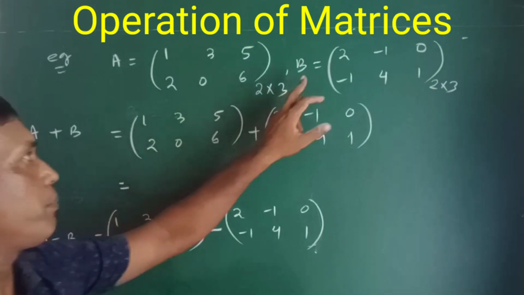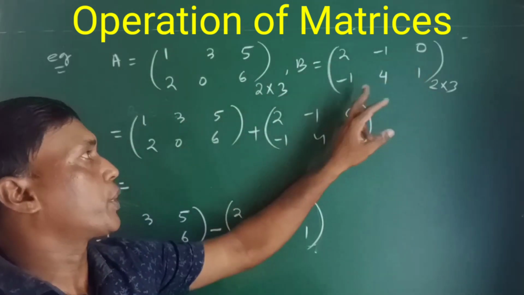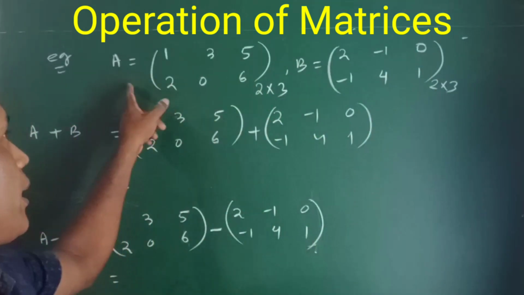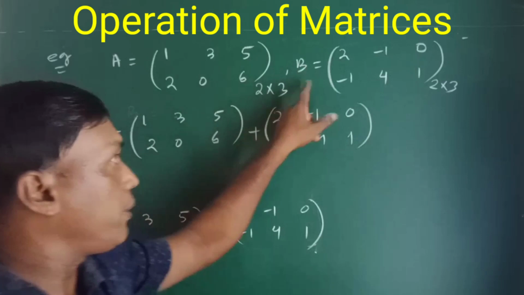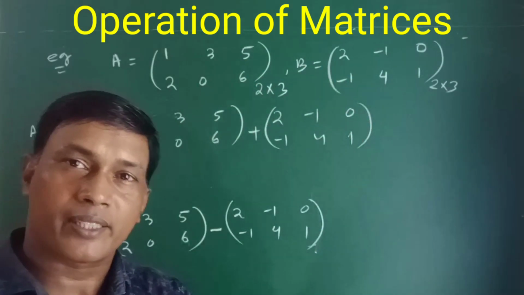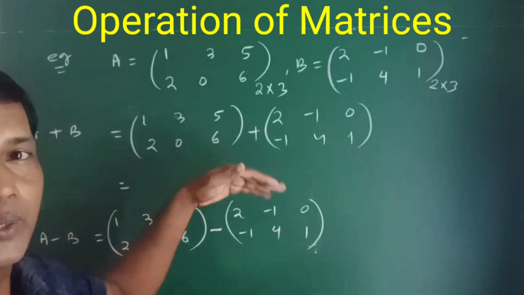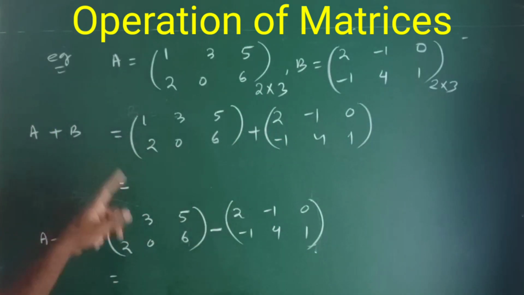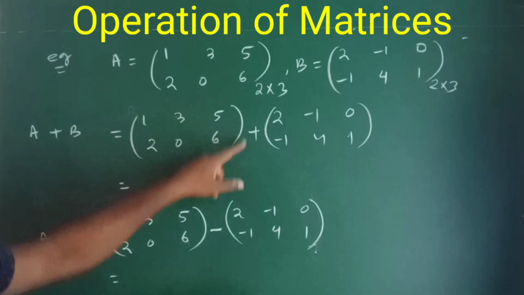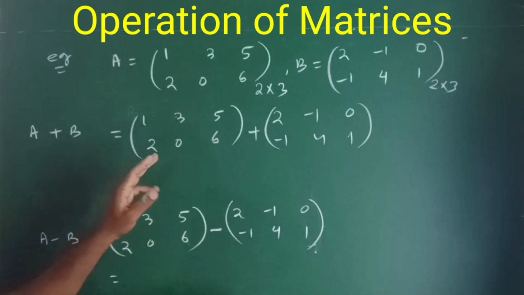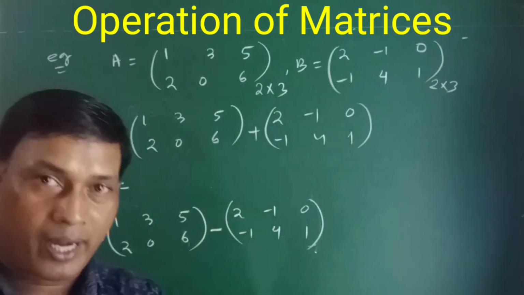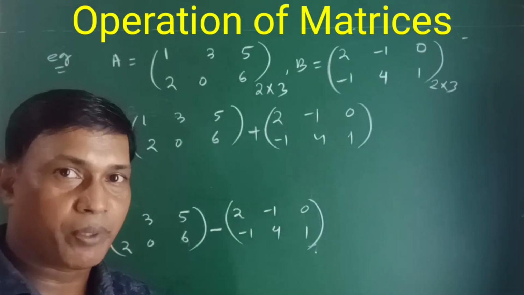A is a matrix 1 3 5 2 0 6 of order 2 cross 3. B is a matrix 2 minus 1 0 minus 1 4 1. So these two matrices have the same order: A has order 2 cross 3, B has order 2 cross 3. Now we want to add these two matrices, that means we want to find A plus B. Now A plus B is A matrix plus B matrix, so the order is the same. How can we add the two matrices? They can be added by adding their corresponding elements.